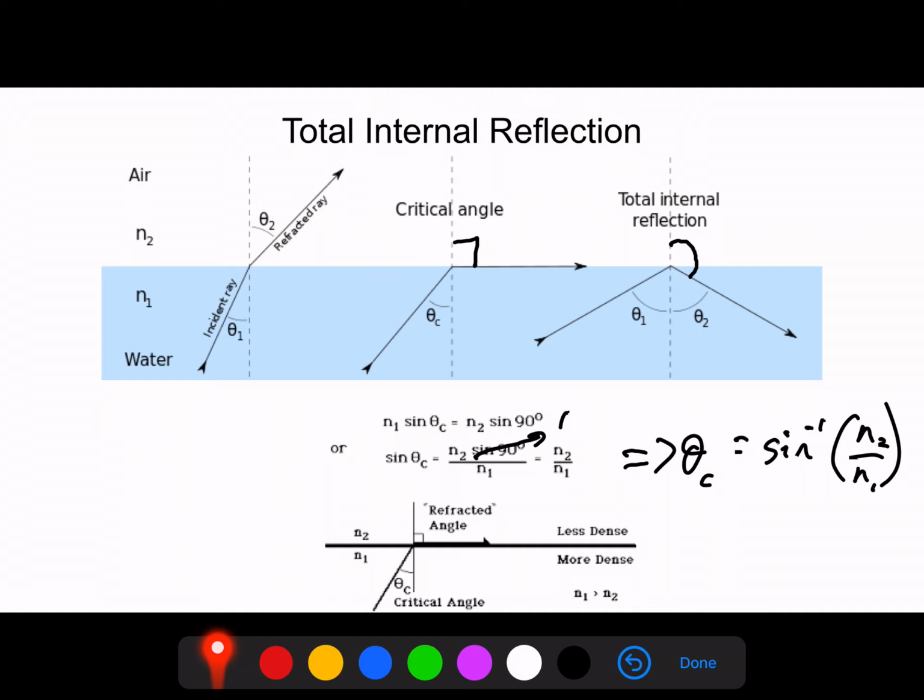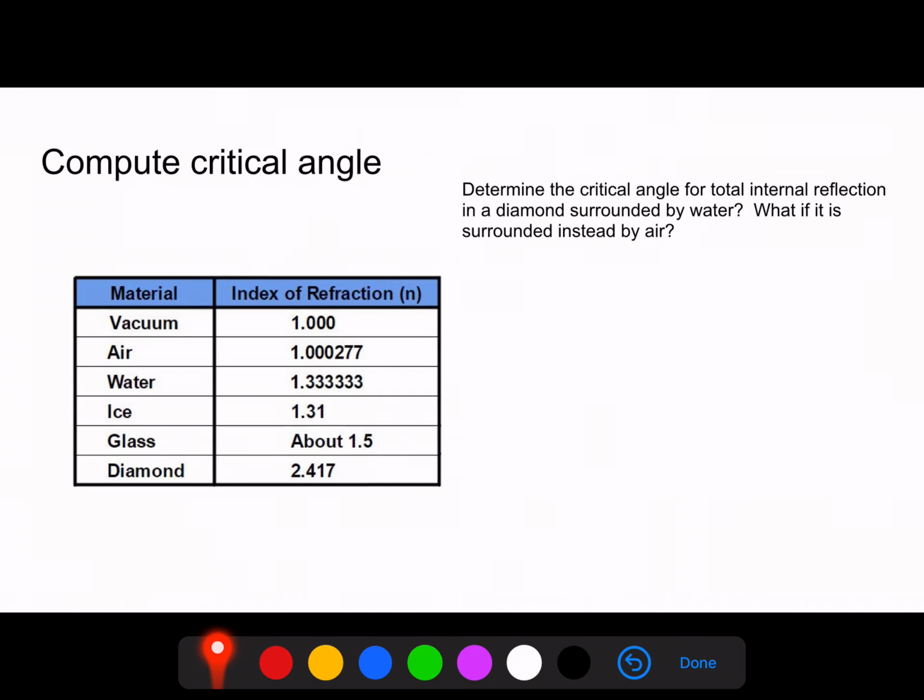Okay, but so long as I'm going from some place where the speed of light had to really slow down to some place where it can go a little faster, I can achieve this total internal reflection. Okay, and so let's do an example where we find out what the critical angle is for a specific substance. So let's imagine that we have a diamond surrounded by water. So we have a diamond immersed in water. And we want to know then what the critical angle is for this situation.